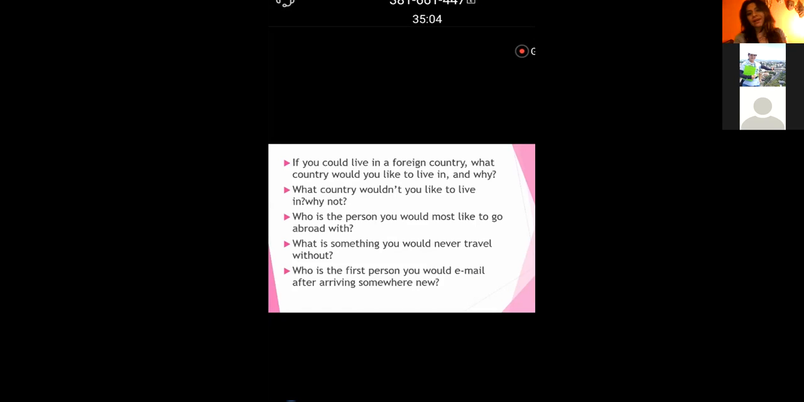Like in that case, we're trying to put into practice the noun phrases. So you say money is something that I would never travel without, or something that I would never travel without is money. So I can use it either as a subject or as an object. Or you make it short and you say money, but the idea is for you to practice what you have learned. Nice. Thank you.